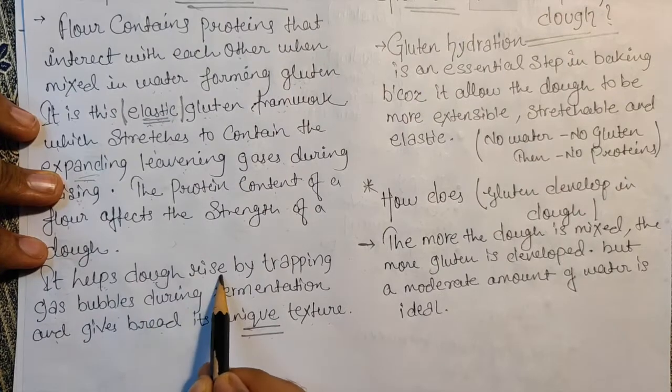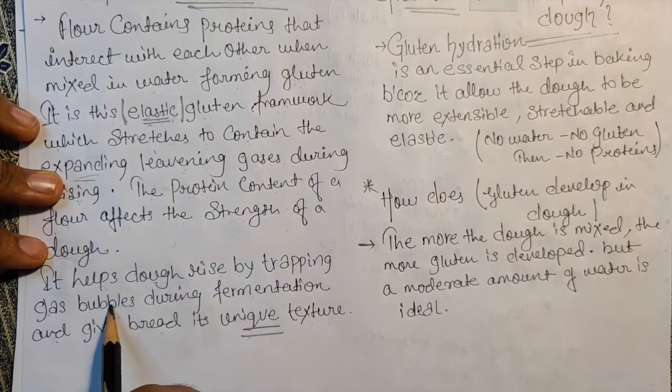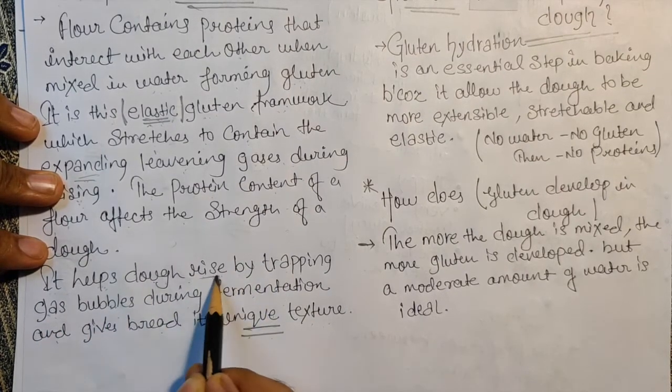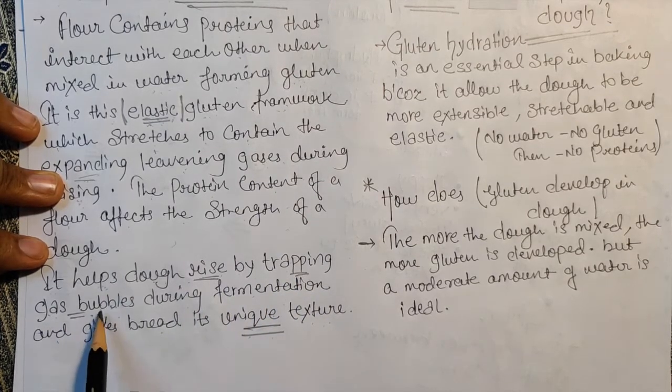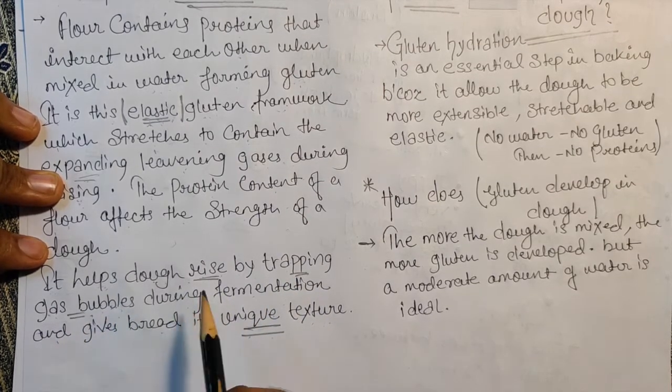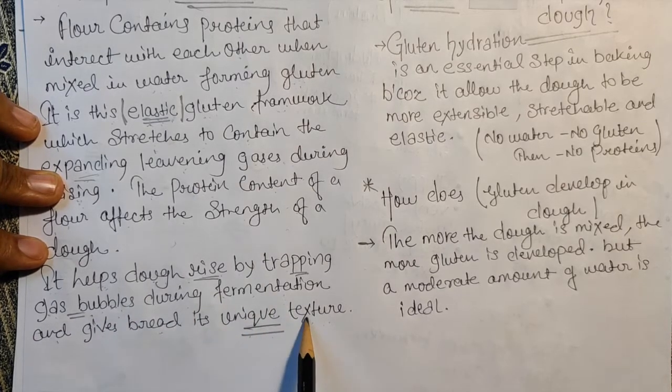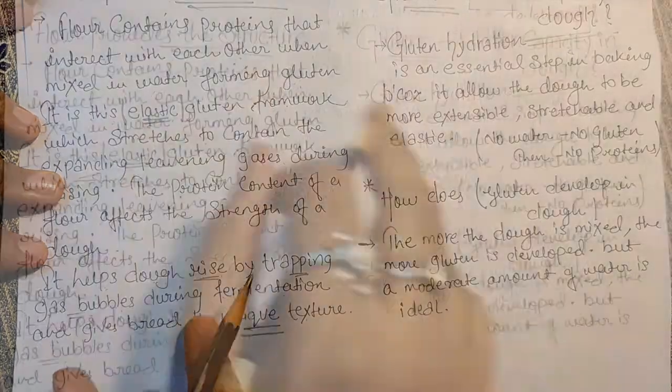It helps dough rise by trapping gas bubbles. Clear with this? It rises because of trapped gas bubbles and under pressure they try to release, and there the bread gets its volume. Fermentation gives the bread its unique texture. I hope you guys are clear with this, right? See the next.